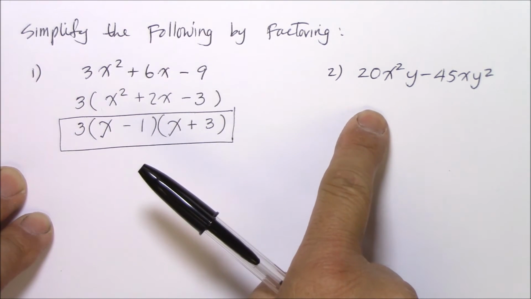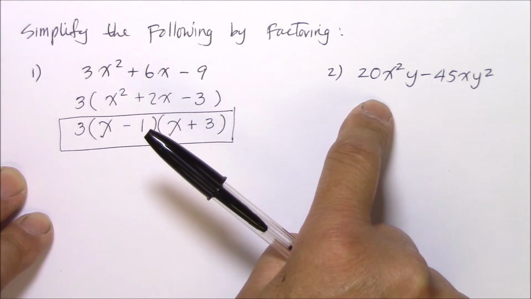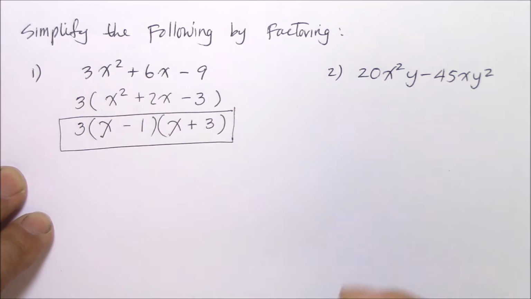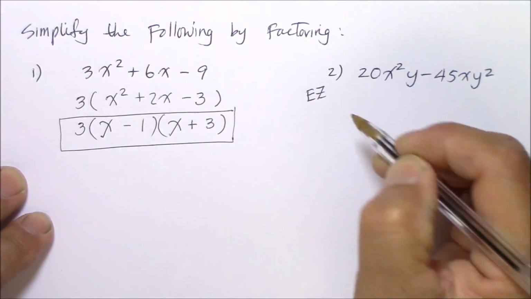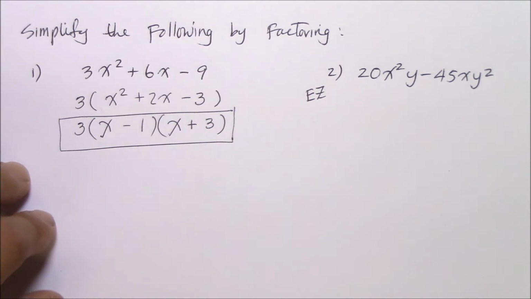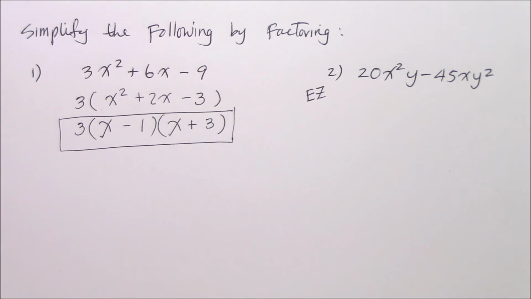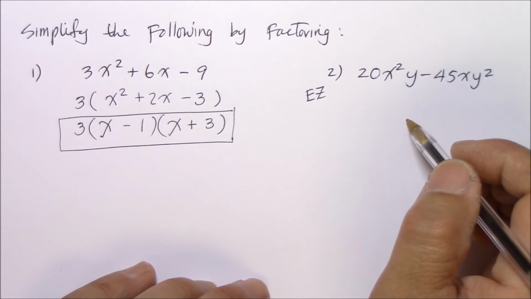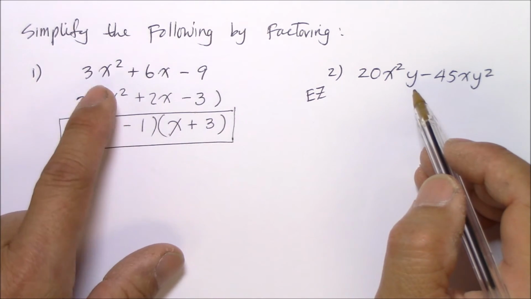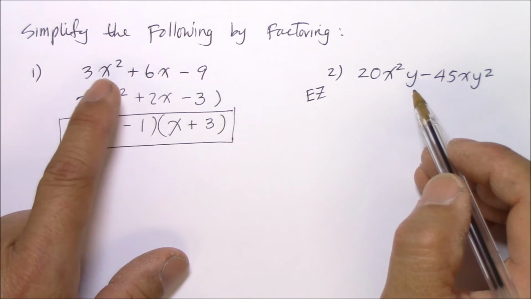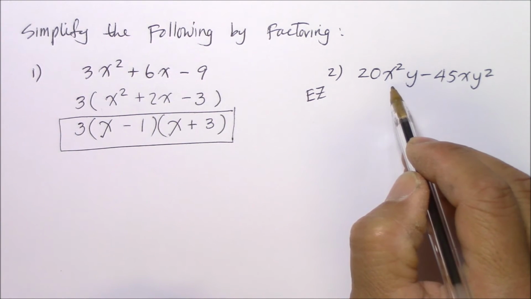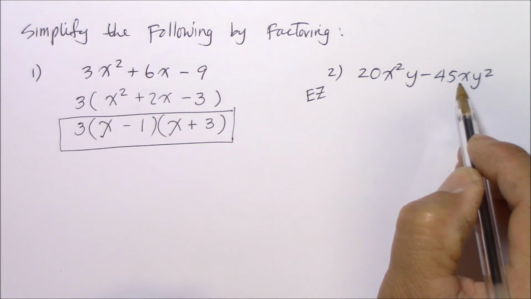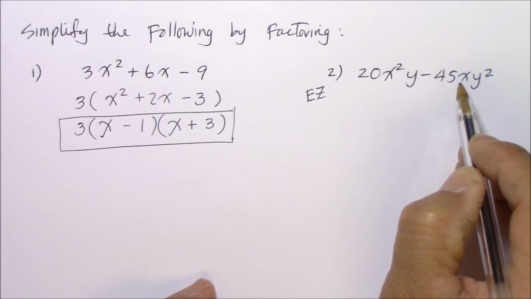Now try this one. This one's actually easier. So easy, you spell it with 2 letters, E-Z. Try it. Good. So this time it's not a trinomial, a polynomial with 3 terms. This is a binomial. It's a polynomial with 2 terms. And it gets a little weird.